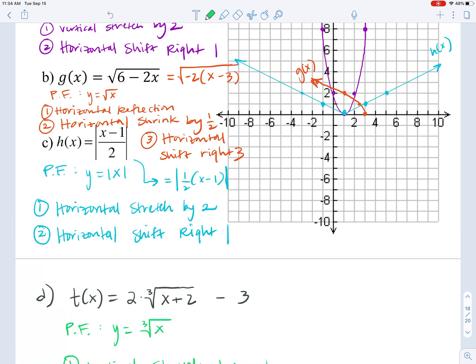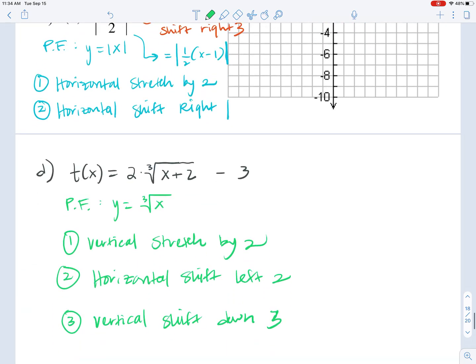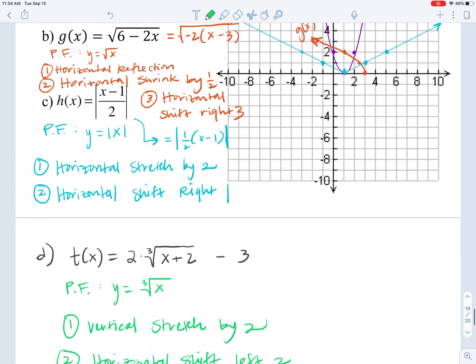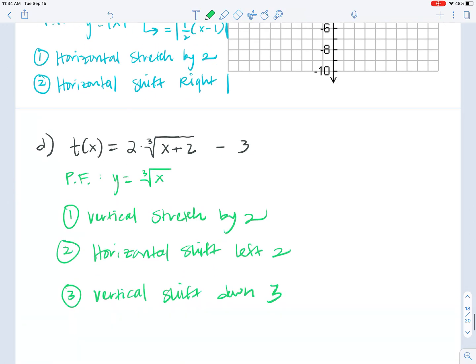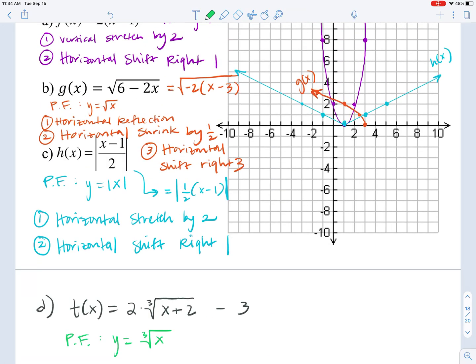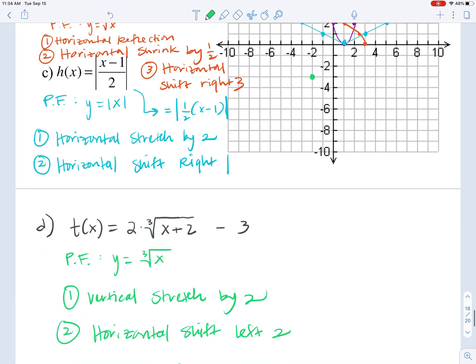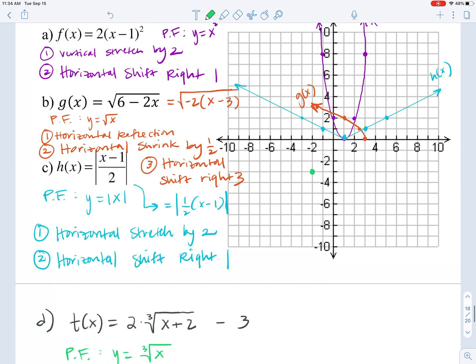So the point that was at 0, 0, that vertical stretch, it would stay at 0, 0. Horizontal shift left 2 puts me at negative 2, 0, and then down 3 would put me at negative 2, negative 3. The point that would be at 1, 1 on the parent function, vertical stretch puts me at 1, 2. Horizontal shift left 2 would put me at negative 1, 2, and then down 3 would put me at negative 1, negative 1.